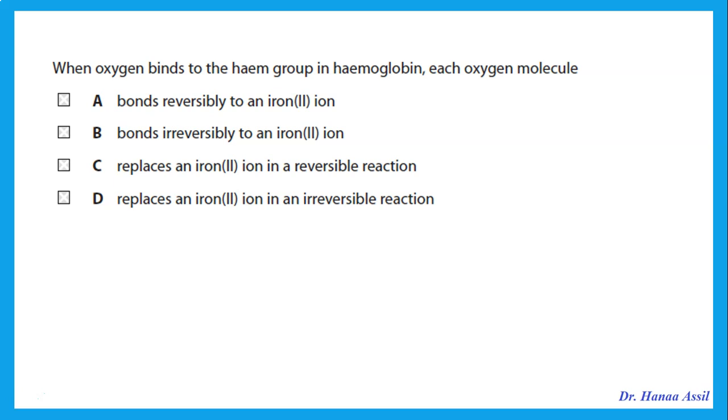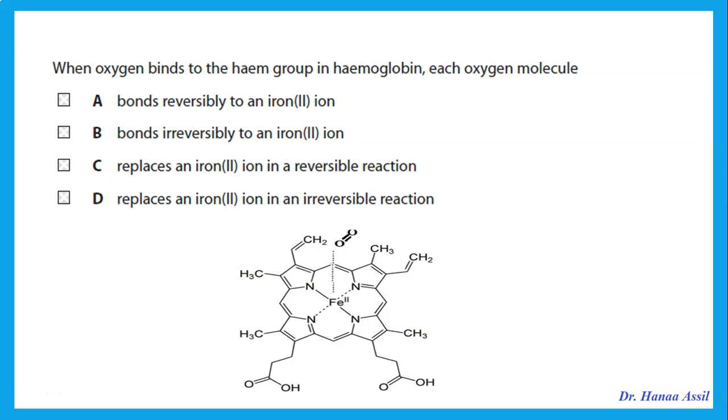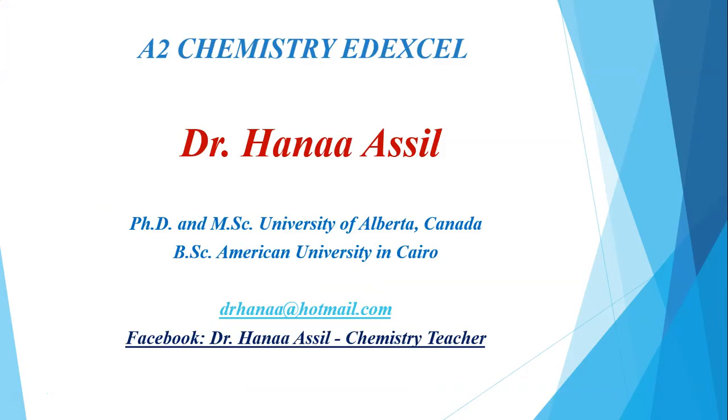When oxygen binds to the heme group in hemoglobin, each oxygen molecule does what? We said when the oxygen binds to hemoglobin, it bonds reversibly. It forms a dative bond, but then this dative bond can be broken to give the oxygen to the body cells. This is the end of this for now.